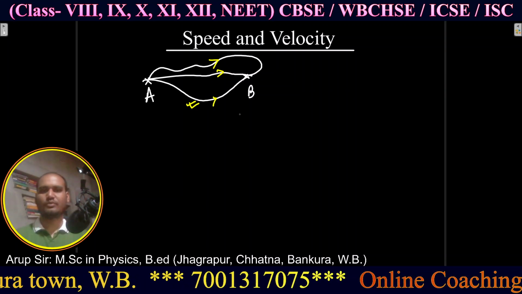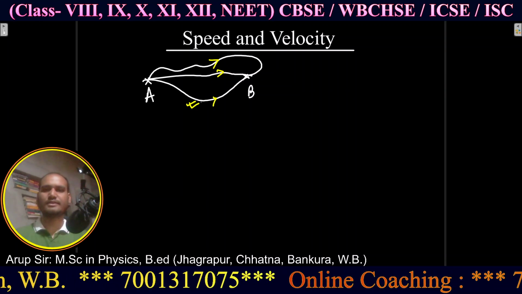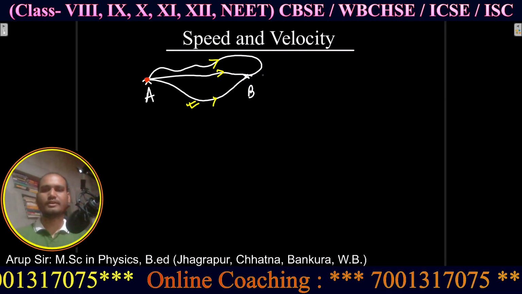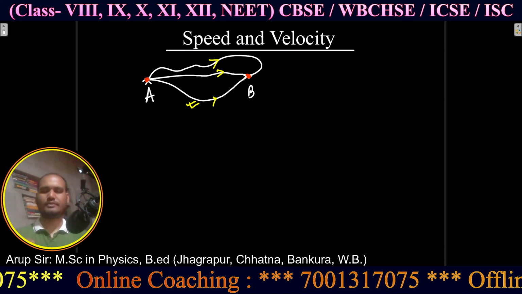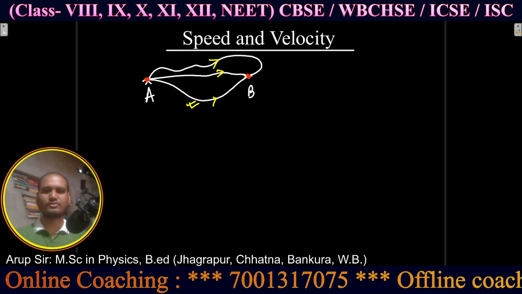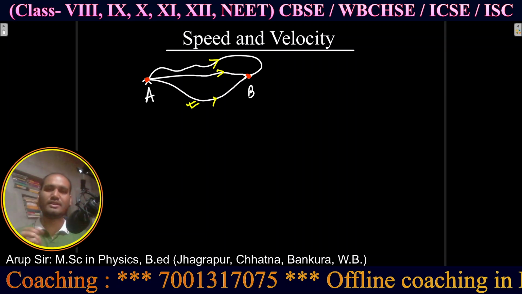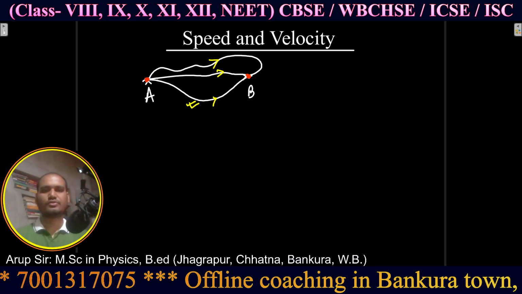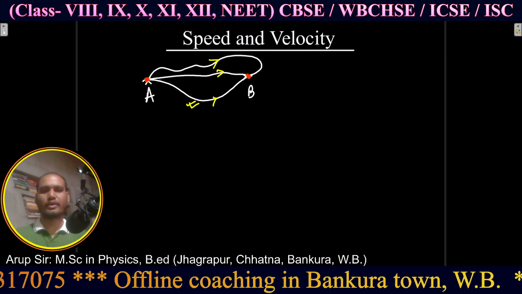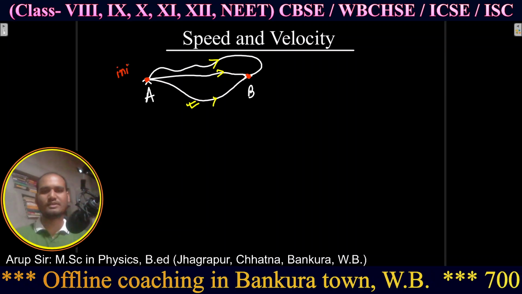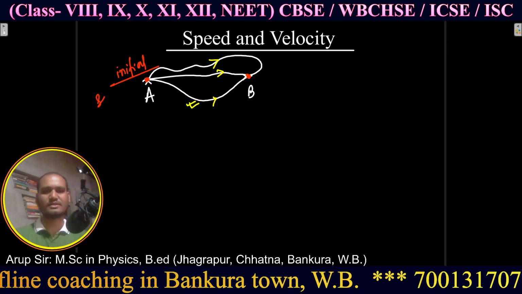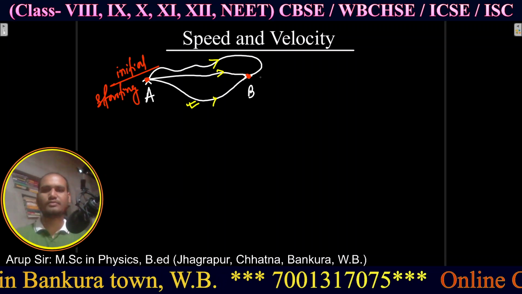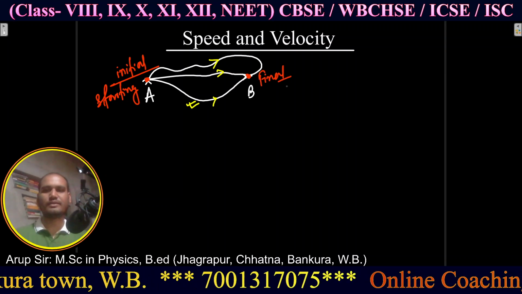Okay, and what is displacement then? Displacement is the easiest thing. When you are going from A to B by any path, it is not dependent on the path. Actually displacement depends on the initial and final position. Okay, it does not depend on the path. So A and B are 2 points. This one is initial. What is initial? Initial means the starting point. And B is the final point. Final means where it stops.